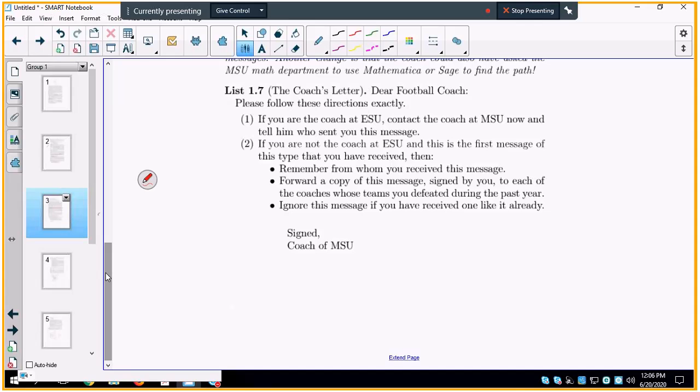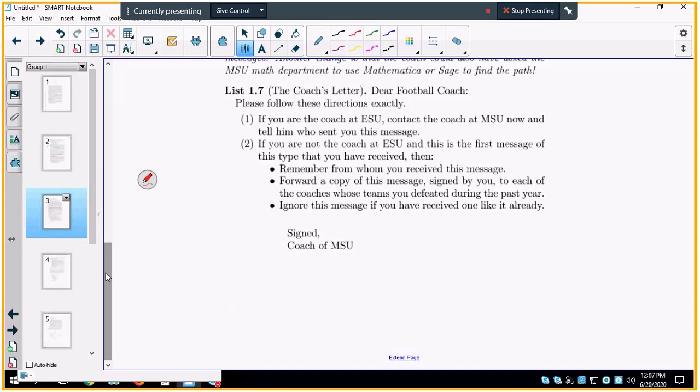"If you're not the coach at ESU, and this is the first message of this type that you've received, then remember from whom you received this message. Forward a copy of this message signed by you to each of the coaches whose teams you defeated during the past year. Ignore this message if you've received one like it already. Signed, Coach of MSU."